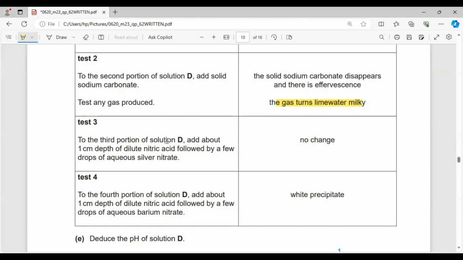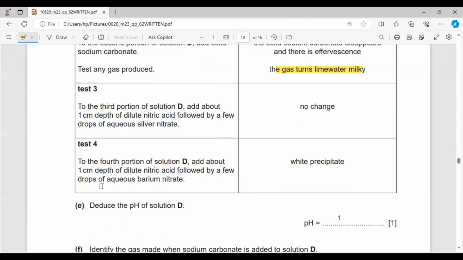To the third portion of solution D, add about 1 centimeter depth of dilute nitric acid followed by a few drops of aqueous silver nitrate. There is no change. To the fourth portion of solution D, add about 1 centimeter depth of dilute nitric acid followed by a few drops of aqueous barium nitrate, which gives us a white precipitate. This is the third observation. When barium nitrate is involved, it means sulfate ions are present.